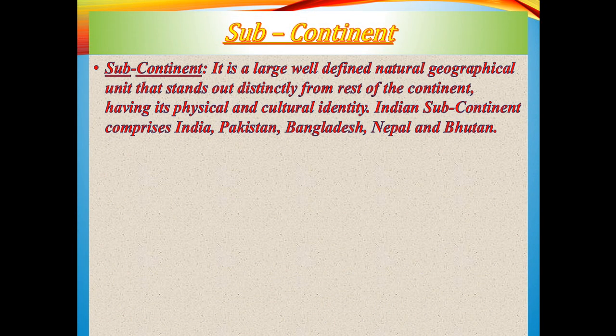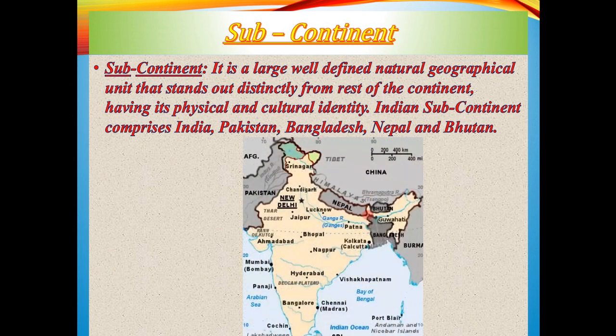The next keyword is subcontinent. We all know continent means a large defined area. A subcontinent is also a large, well-defined natural geographical unit that stands out distinctly from the rest of the continent. Now you can see the map of India, the Indian subcontinent. India is a part of Asia, but it stands distinctly from the rest of Asia along with other countries.